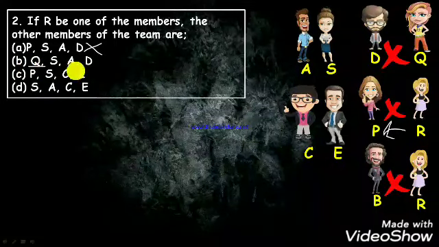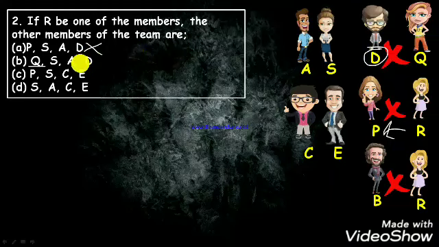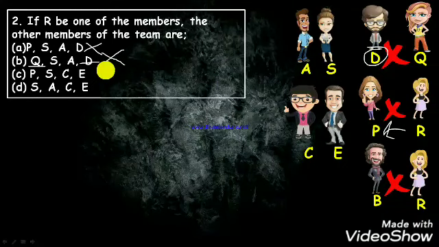Now first let's consider Q. Q has an enmity with D, so D cannot be in the team, or else Q cannot be in the team. So the second option has also been eliminated. Now let's move on to our third option.